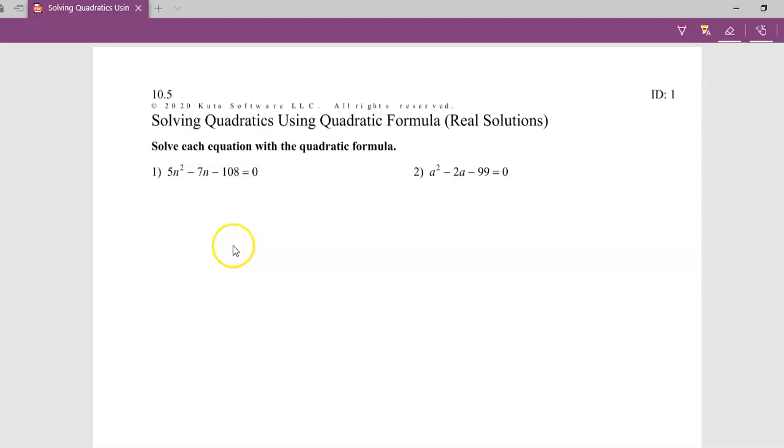All right, today we're looking at section 10.5. We're going to be solving quadratics using the quadratic formula. All of our solutions today should be real solutions. In other words, we should not get any negative numbers under our square root, right?